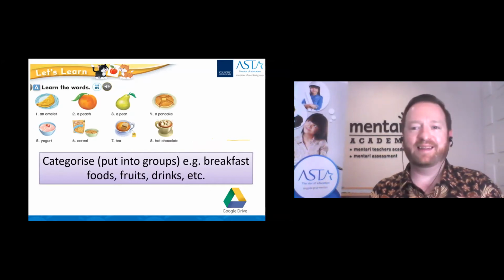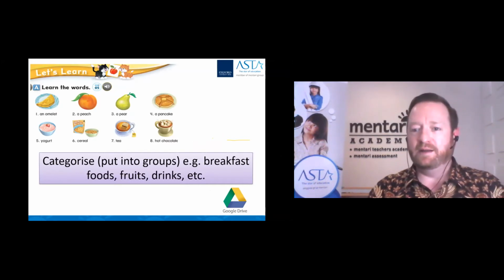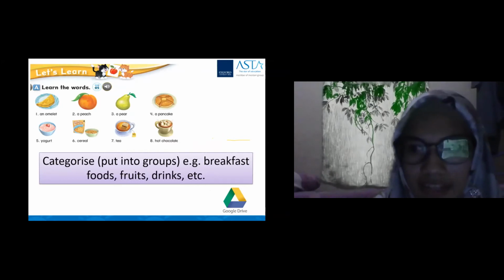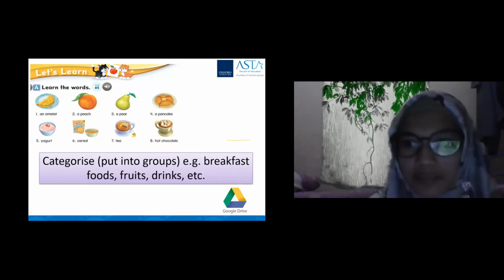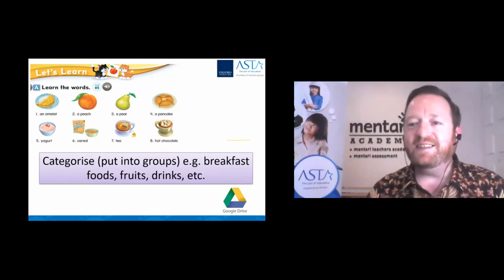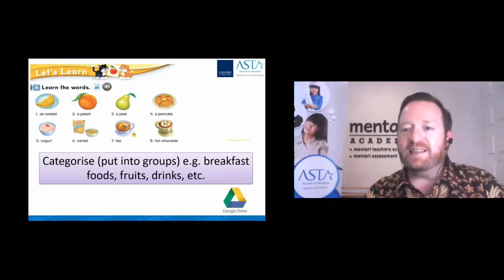Yeah, it can help them categorize and identify things, which is important, of course. And it is in daily lives too, for their future and something like that. Yeah, great, good.